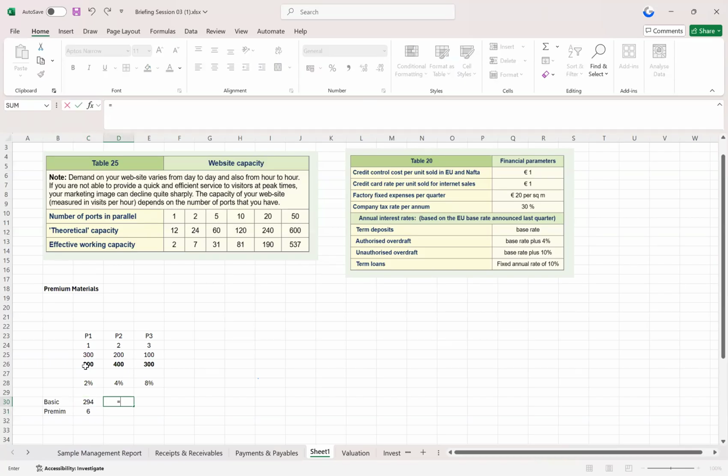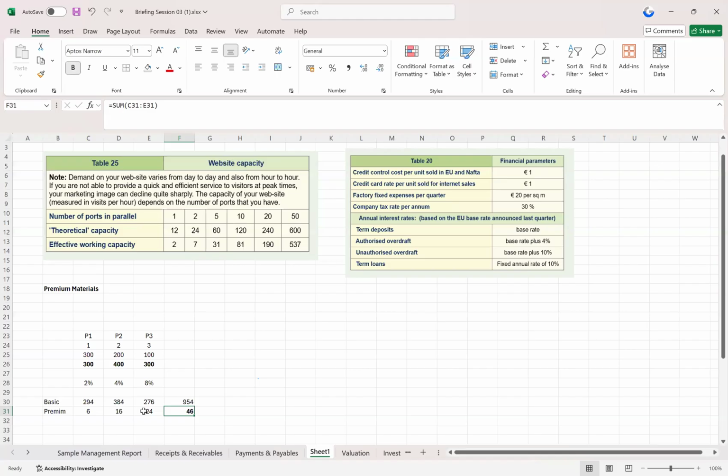Right. Similarly, for product 2, 400 into 0.96, and premium would be 400 into 0.04. Similarly, for product 3, 300 into 0.92, and this will be 300 into 0.08. So that means I need a total of basic raw material of this, and the premium material I need is the sum of this as per this calculation.